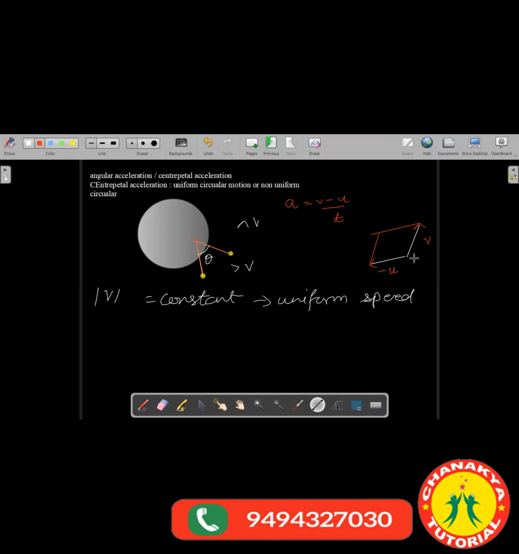So this diagonal, if I draw the diagonal here, the diagonal points toward the center. See the direction of the diagonal that we are getting. The diagonal is still pointing towards the center. If I bring it here, see it points toward the center, right? So we observe here that the change of velocity is always towards the center of the circle.